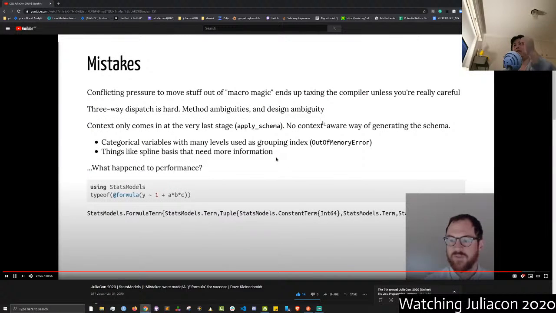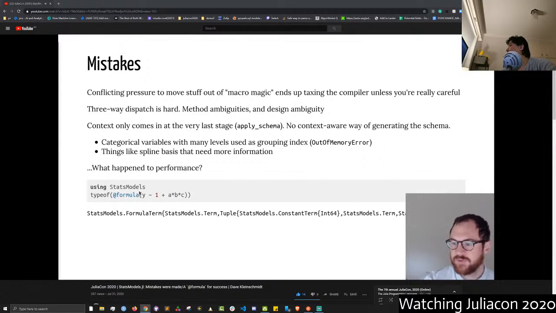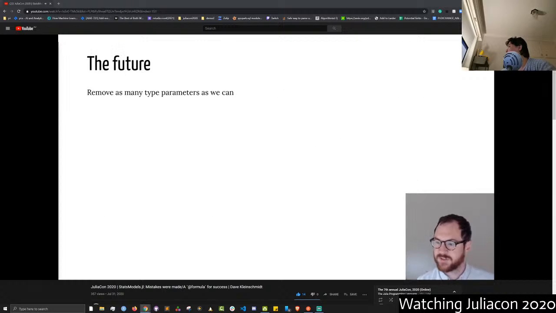Right. Look at the type of the structure that's returned by this formula. There are type parameters here for every single one of the subparts of this, right? So this is a formula term that has a term on the left side, a term on the right, a tuple of terms on the right side, a constant term. You'll see a whole bunch of interacting numbers. I intentionally let it run off the screen because it's one of these horrible type signatures.